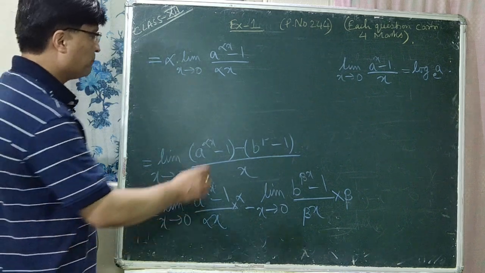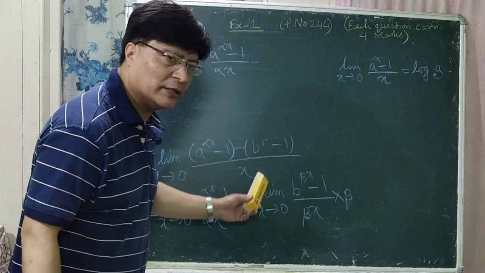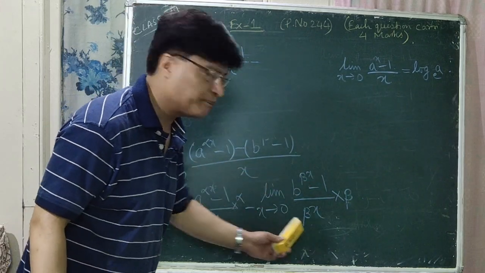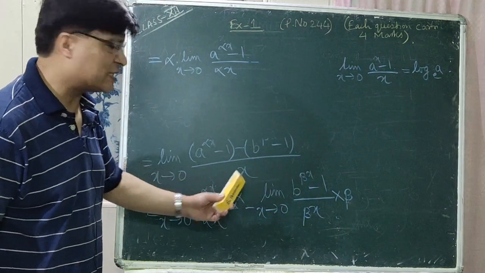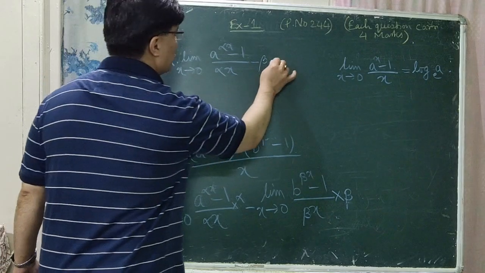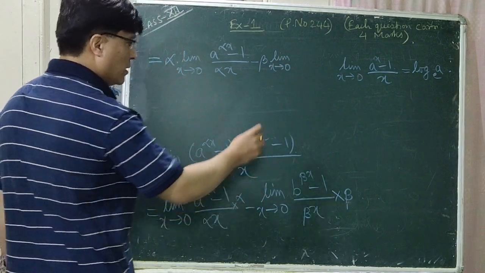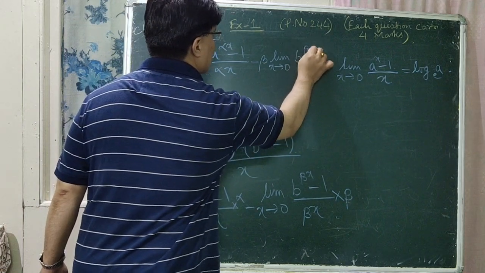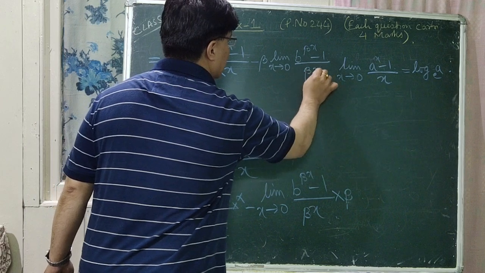Understood? Next, minus. So which is the constant term here? Which is the constant term which is free from x out here? That is beta. So beta is taken outside the limit. So minus beta into limit x tends to 0, b to the power beta x minus 1 whole divided by beta x.